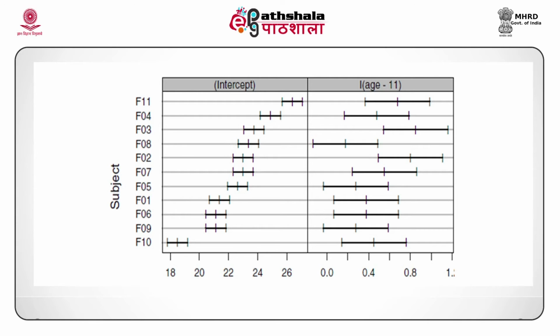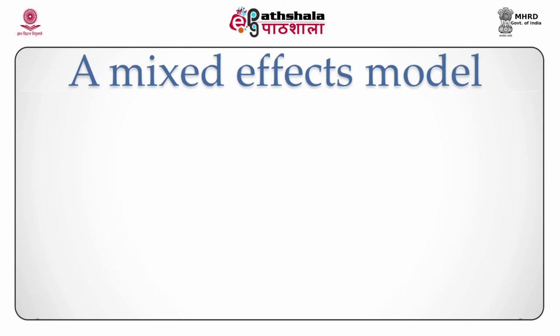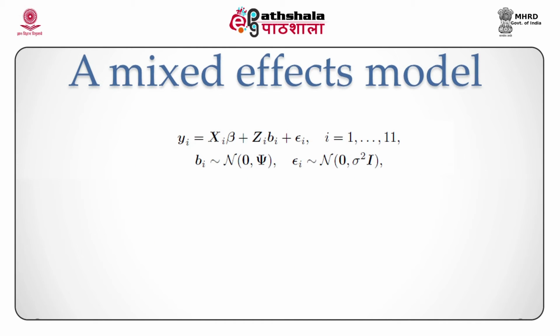However, our takeaway message from the previous slide is that there is strong subject-specific variation, and the tool which can be used to model this is the mixed effects model. So this slide presents the general mixed effects model for longitudinal data. For the previous example, it would be given by yi, which is the vector of observations on the ith subject, equal to xi beta plus zi bi plus epsilon i.